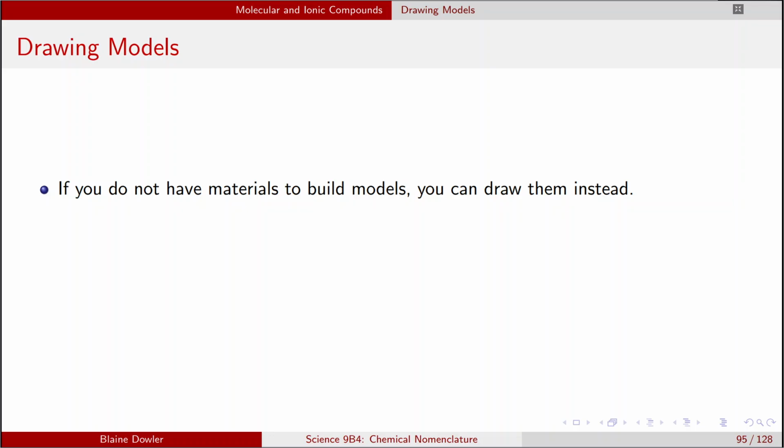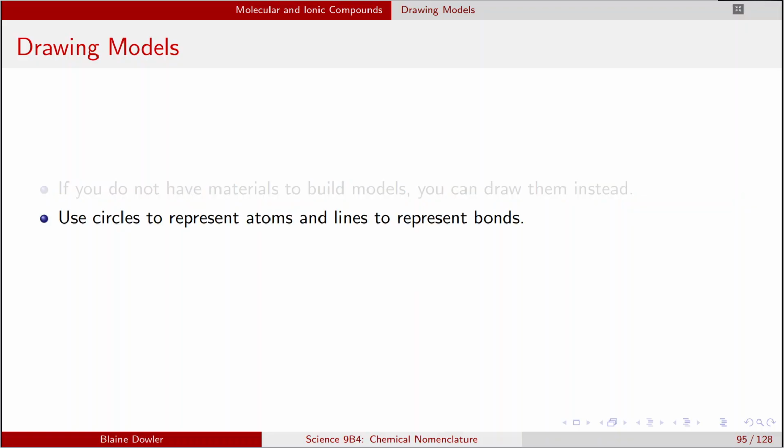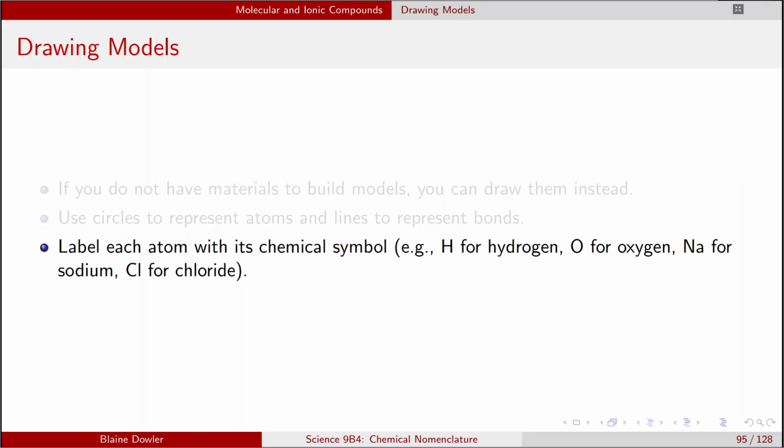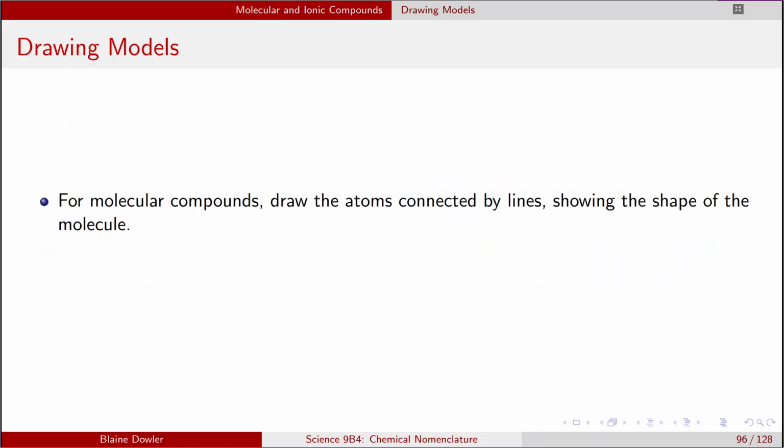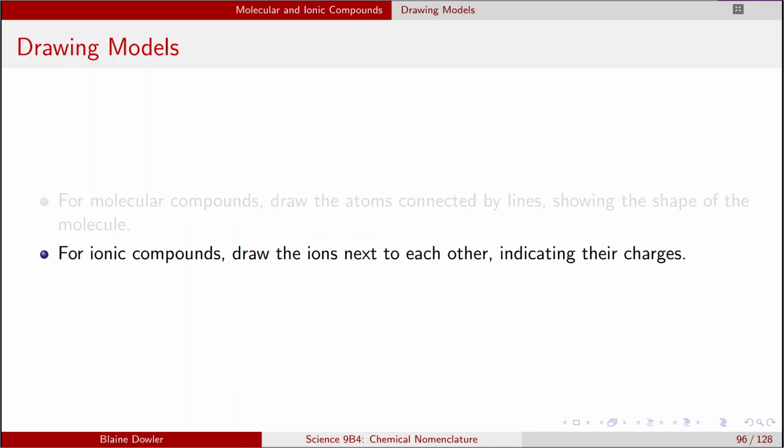Drawing the models. If you do not have materials to build models, you could draw them instead. Use circles to represent atoms and lines to represent bonds. Label each atom with its chemical symbol: H for hydrogen, O for oxygen, and so on. For molecular compounds, draw the atoms connected by lines showing the shape of the molecule. For ionic compounds, draw the ions next to each other, indicating their charges.